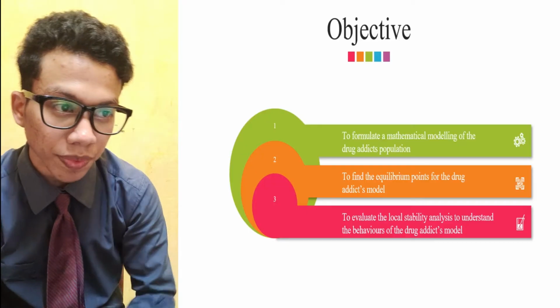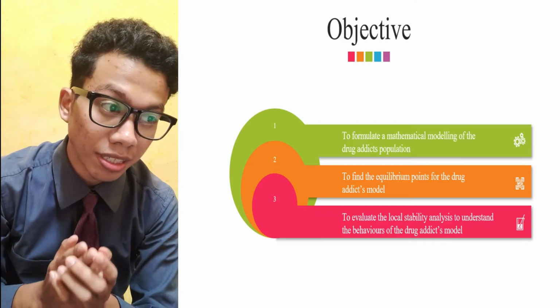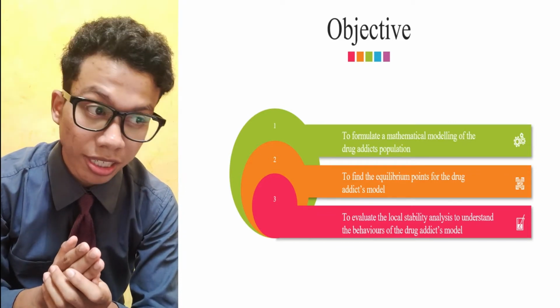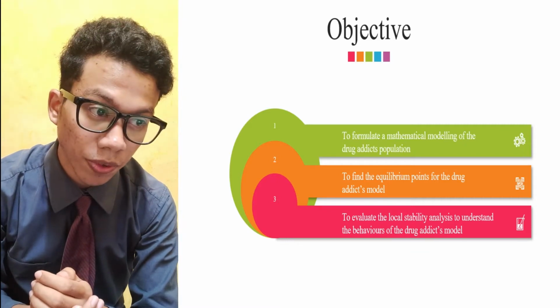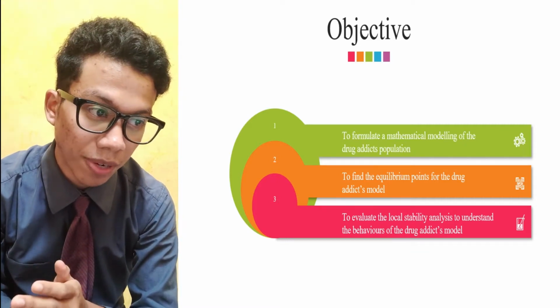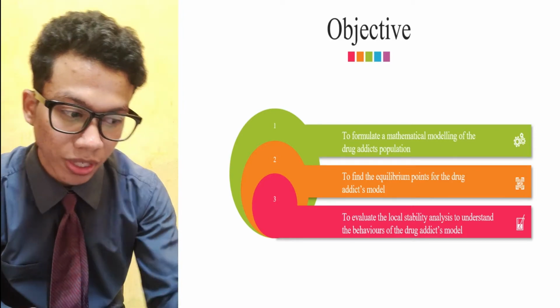The objectives in this thesis are, first, to formulate a mathematical model of the drug addicts population. Second, to find the equilibrium points for the drug addicts model. And third, to evaluate the local stability analysis to understand the behaviors of the drug addicts model.